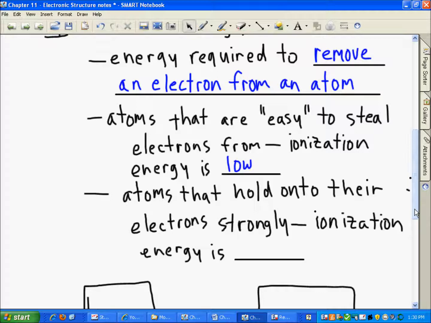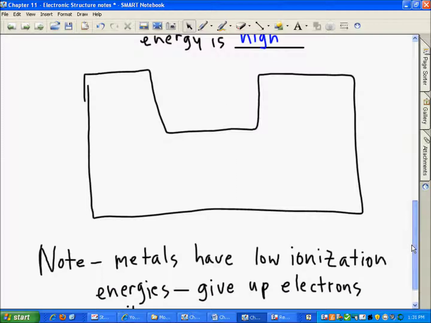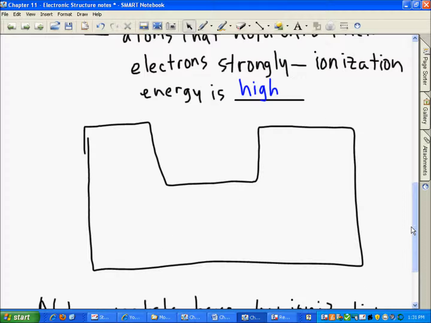But if you have a big atom where the electrons aren't being held very strongly, then it's fairly easy to pull the electron out. So if it's easy to steal the electron from an atom, the ionization energy is going to be low, and the atoms that hold on to their electrons most strongly will have high ionization energy, because you have to put a lot of work in to pull the electrons out. And it turns out that big atoms will have low ionization energies. So the trend for ionization energy is the opposite of the trend for size.